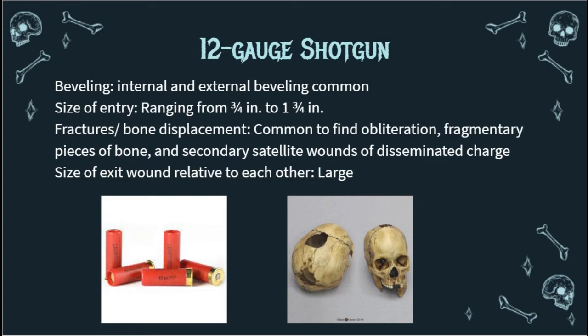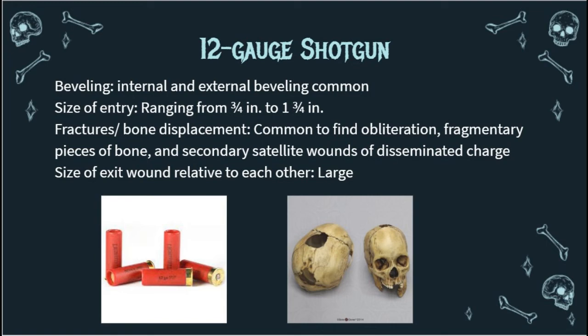We do see some internal and external beveling. Both are fairly common, typically because we have a lot of exit wounds with a shotgun because it is a very powerful projectile. Not uncommon to find obliteration of some of the skeleton when it comes to shotguns. Like I said, very, very powerful weapon. Has a lot of force behind it. It has a lot of speed. And it's a large projectile because it's a large caliber.